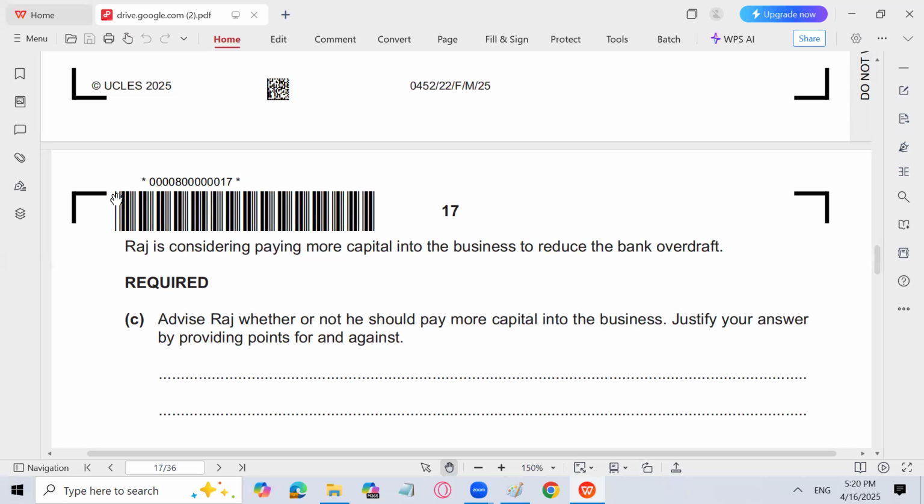But there are some other ways like taking a bank loan, selling obsolete non-current assets, collecting the amount from trade receivable quickly. These are the points which will help you overcome your bank overdraft without making investment in the business. Another point which comes to mind: Raj is considering paying more capital into the business to reduce the bank overdraft. So should he pay or not?